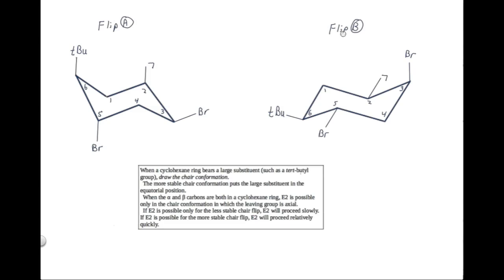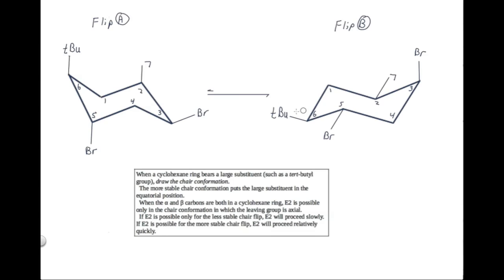Which of these two chair flips is favored? Well, remember the more stable chair puts the large substituent in the equatorial position. So this is less favored because the large tert butyl is axial. This is more favored because the large tert butyl is equatorial. And because a tert butyl group is a very large group, there's a large difference in stability. So I drew this rightward arrow much longer than the leftward arrow to show we're going to spend almost all our time in the more stable chair flip and very little time in the less stable chair flip. This chair flip is better because the large tert butyl group will experience less steric hindrance in an equatorial position.